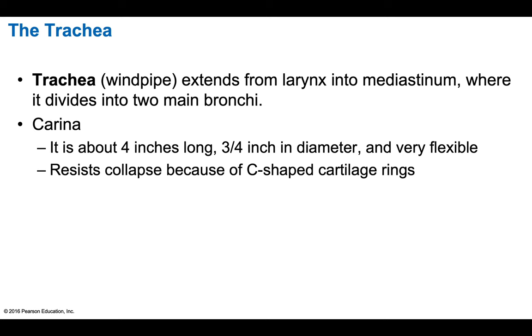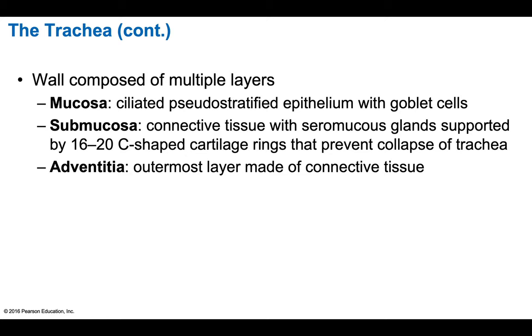The walls of the trachea consist of three layers. We have the mucosa, the submucosa, and the adventitia, in addition to a layer of hyaline cartilage. The mucosa consists of ciliated pseudostratified epithelium. Its cilia continually push debris-laden mucus towards the pharynx, where we either spit it out or swallow it into the digestive system. The submucosa is a connective tissue layer that's found deep to the mucosa. It contains seromucous glands that help produce the mucus sheets within the trachea. It's supported by 16 to 20 C-shaped rings of hyaline cartilage that's wrapped by the outermost layer of connective tissue called the adventitia.